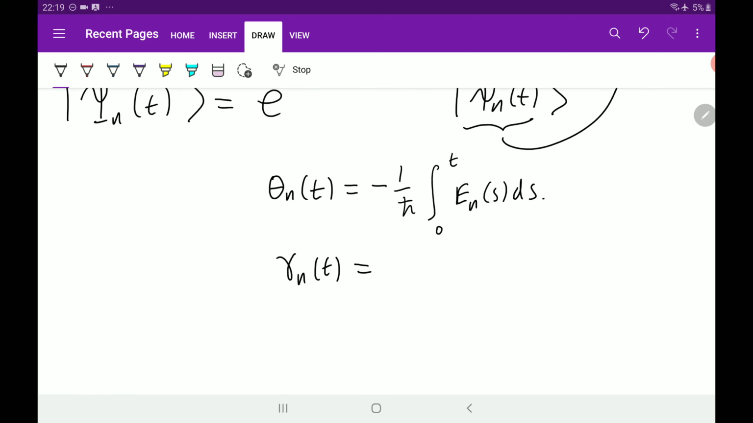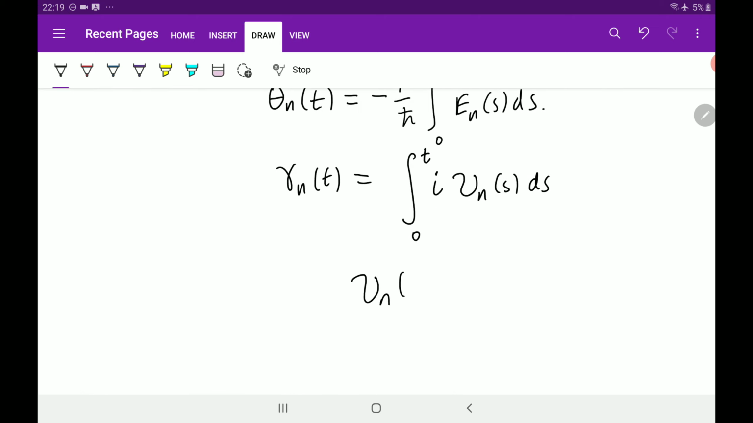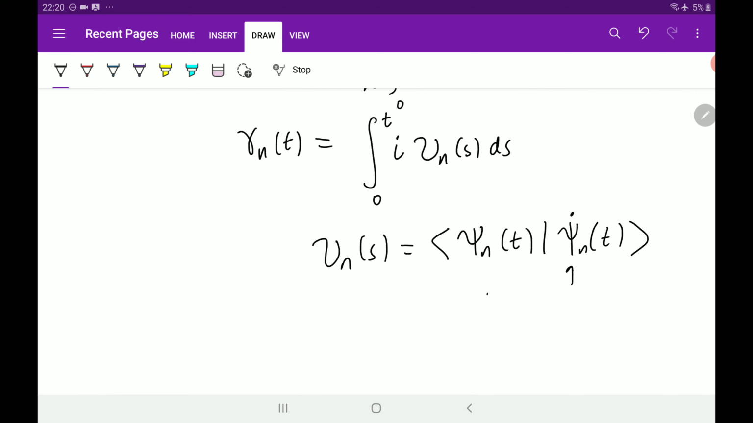And that is given by the integral from 0 to t of i times nu n of s ds, where nu n is equal to the inner product of psi n with psi n dot, where this is the time derivative. Okay, and this requires some computation, because remember that these aren't necessarily orthogonal to each other.